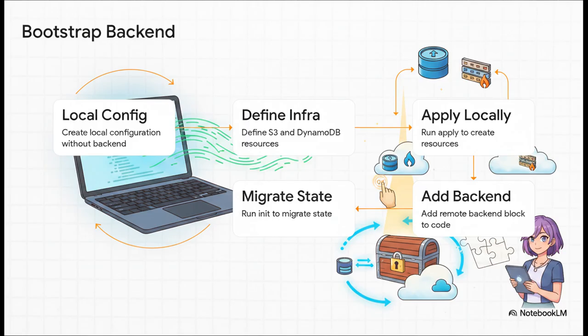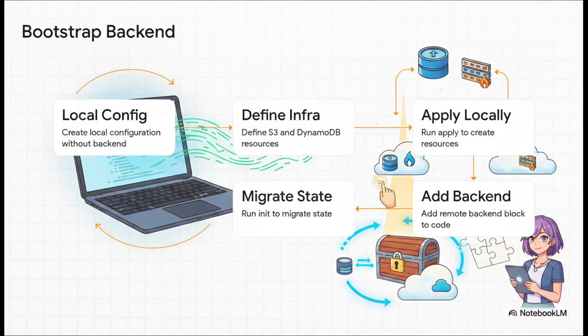If our goal is to provision all our infrastructure using code, how on earth do we use Terraform to provision the actual S3 bucket and DynamoDB table that are going to hold its own state? Well, here is the bootstrapping workflow you use to solve it. Step 1. You just create your local configuration normally without specifying any remote backend. Step 2. Define those S3 and DynamoDB resources right in your code.